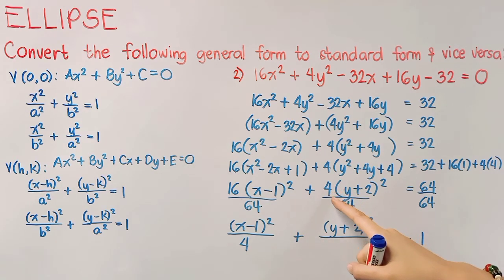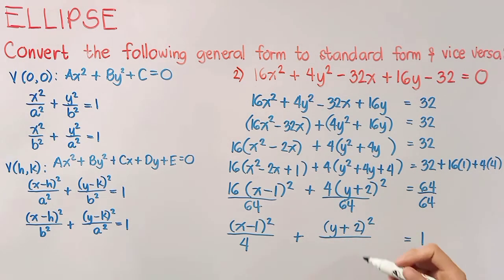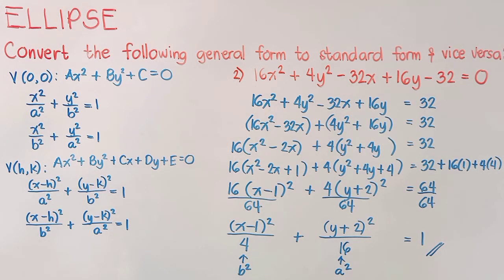On the other group, we have here a leading coefficient of 4. Therefore, we will be dividing 64 by 4. That will give us 16. We have arrived at our final answer. Now remember that our bigger denominator is our a squared. In here, our bigger denominator is 16, while our smaller denominator is our b squared, which is here 4. We have actually formed this standard form here.